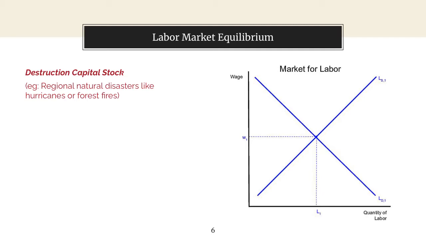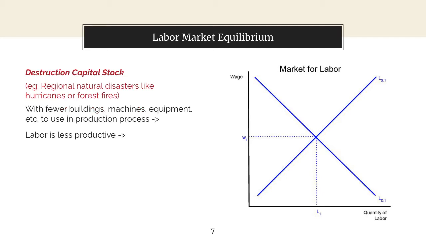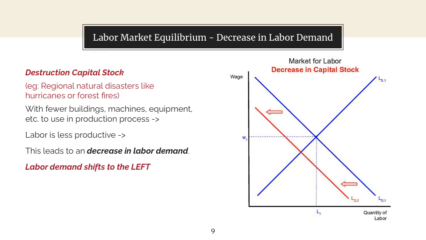So what happens if there's a destruction of capital stock? Well, capital stock are buildings, machines, and equipment. With fewer of those things to be used in the production process, labor is less productive. That means there's going to be a decrease in labor demand, i.e. a leftward shift in the labor demand curve from our original labor demand curve that's blue, labeled LD1, to this leftward one that's red, LD2.